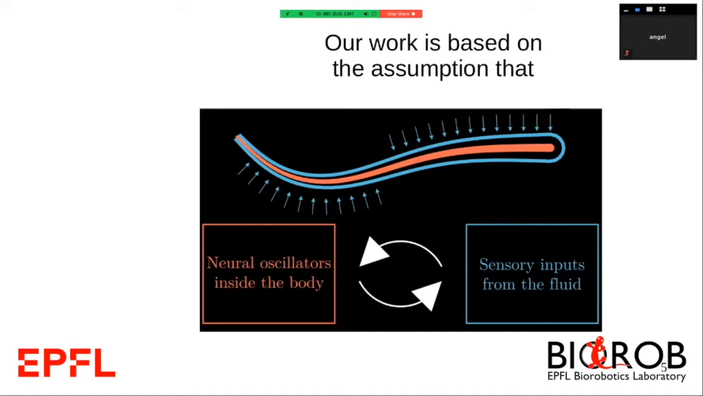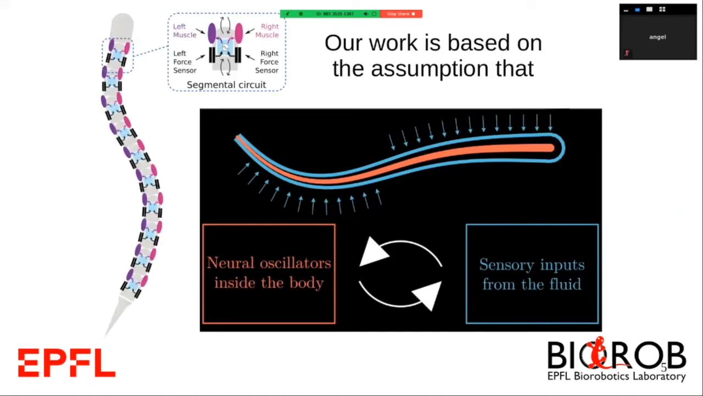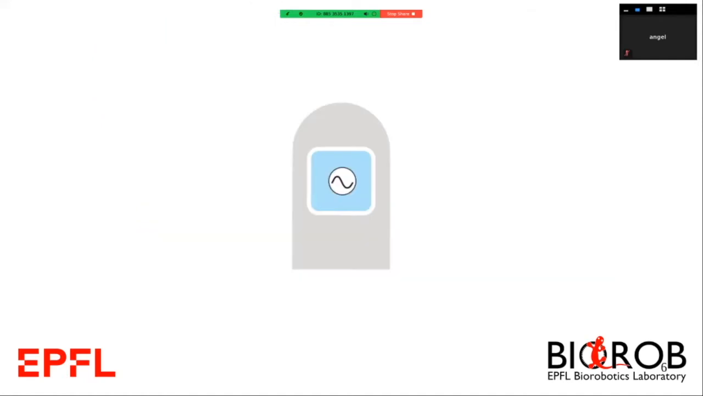So for that, we use a model that you can see on the left. We're assuming that the body is composed of 10 segments, and each segment has a specific model. So I'm going to go directly to the model because it's quite important for me that you understand. So we have our oscillator.